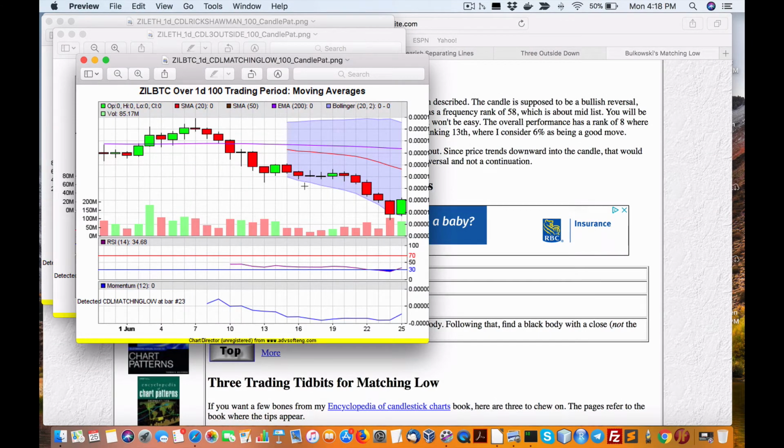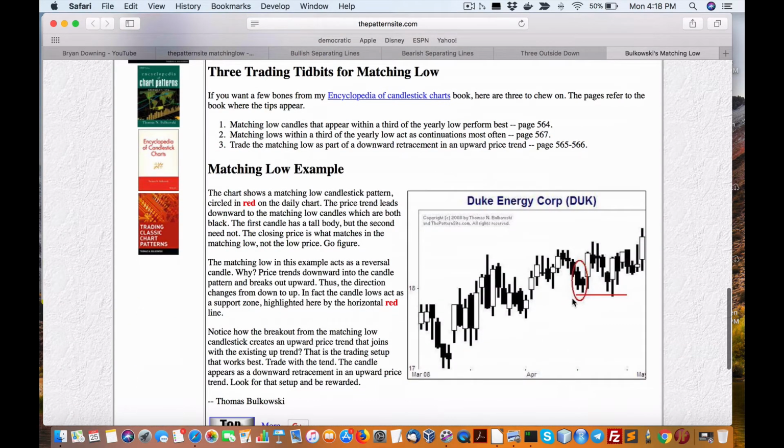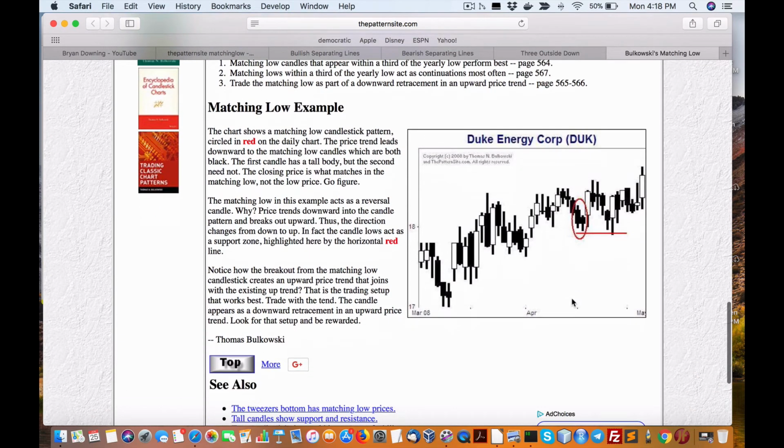So let me just see here. It's one of these guys. And what does it look like? So those two pattern and circle, the trend downward and matching, which are both black. So tall, but the second need not. The closing is what matches in the matching low. Oh, I see. So closing price is what, but the question is, what's the time period on this chart here? That's an end of day chart. What matches in the matching low?